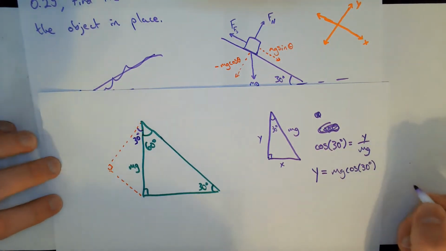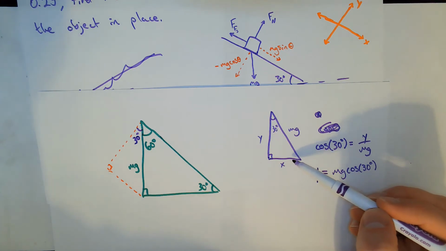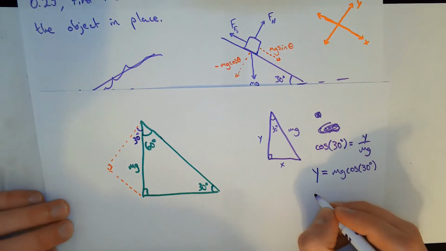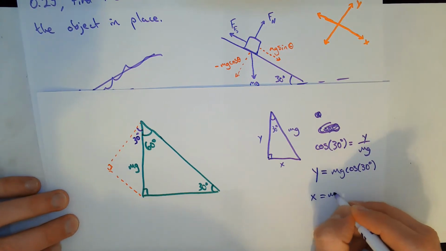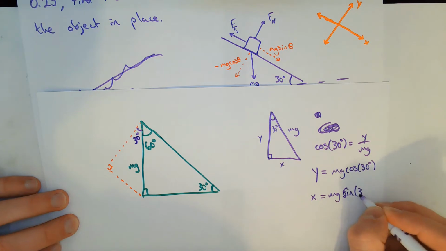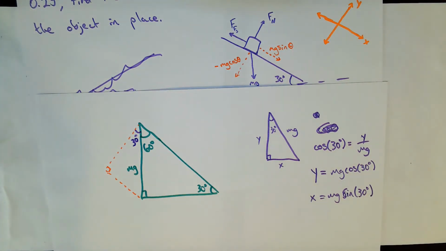So we see there, that's the reason why we expect y to be associated with the sine, not cosine. But that's just because in trig class you always learn about the angle down here. But what if it's the angle up here? Well, then everything flips. So in a similar fashion, x will equal mg sine of 30 degrees. So there's the geometry.